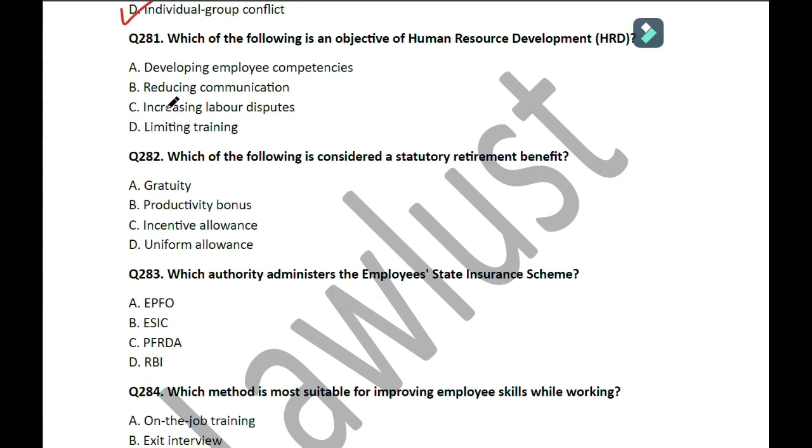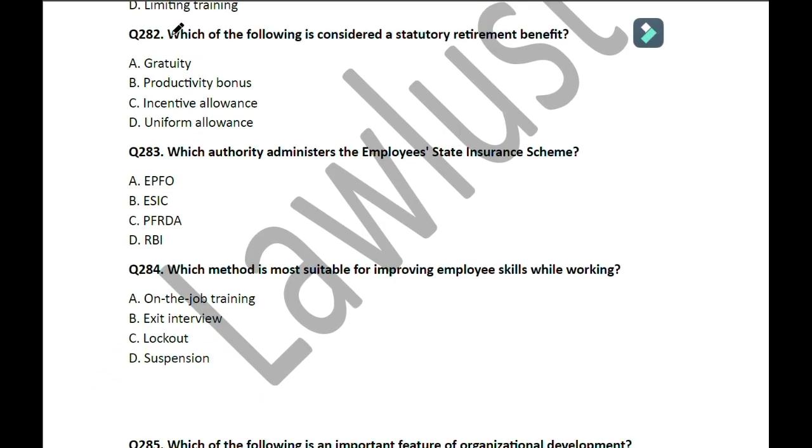Move on to the next question. Question number 281. Which of the following is an objective of human resource development? So here the correct answer is developing employee competencies. Move on to the next question. Question number 282. Which of the following is considered a statutory retirement benefit? So here the correct answer is gratuity.